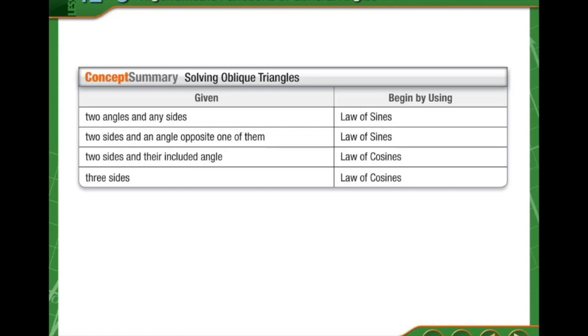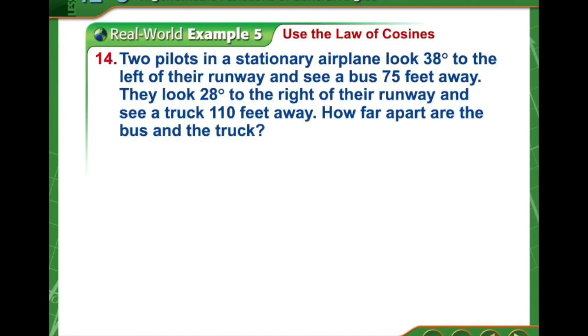But if you start with law of sines, there will be no need to use law of cosines. So there's that advantage for those first two. They're a little bit simpler. So our last problem. Two pilots in a stationary airplane look 38 degrees to the left of their runway and see a bus 75 feet away. They look 28 degrees to the right of their runway and see a truck 110 feet away. How far apart are the bus and the truck?